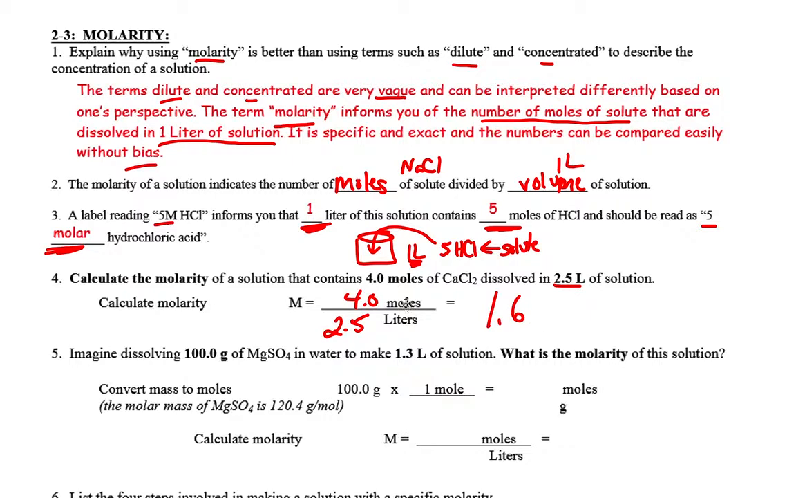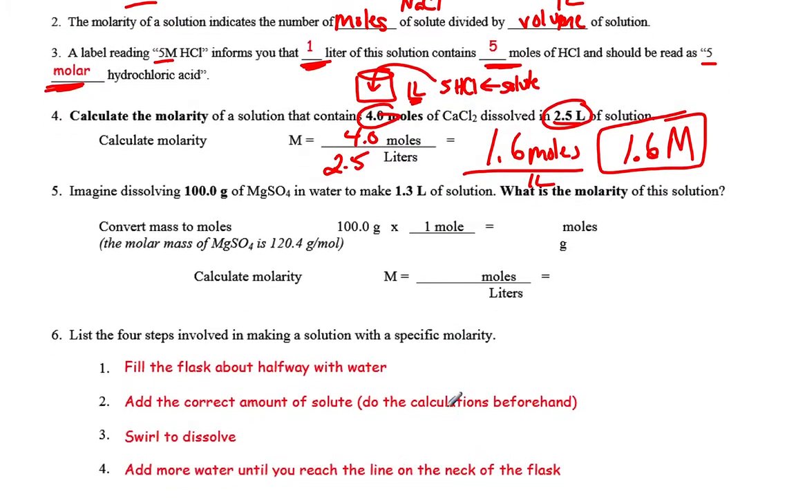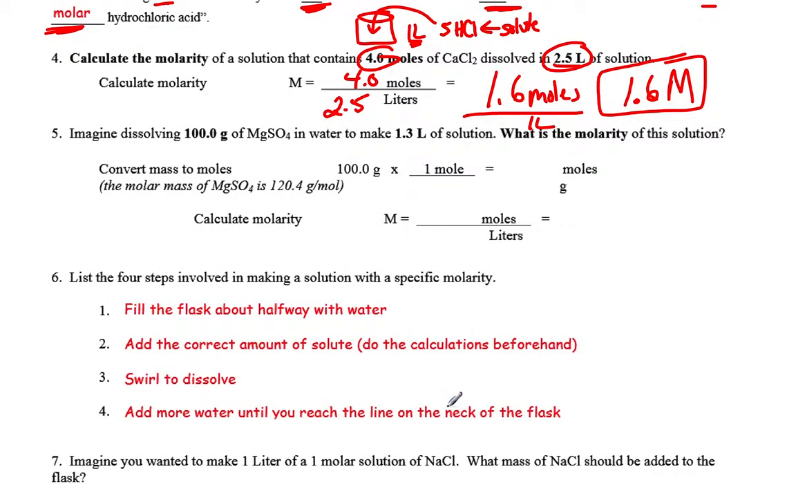Now, what's the unit? We could write 1.6 moles for every 1 liter, or we can do what chemists do and abbreviate it: 1.6 M. That's usually what we stick on the label. 1.6 M means if we had a liter, it would contain 1.6 moles. In this example, we have 2.5 liters, so it's going to contain more than 1.6. It's going to contain 4, but the ratio is still the same: 4.0 to 2.5 is the same as 1.6 to 1. That's the simplest problem. I give you moles and liters, and you just divide the two.